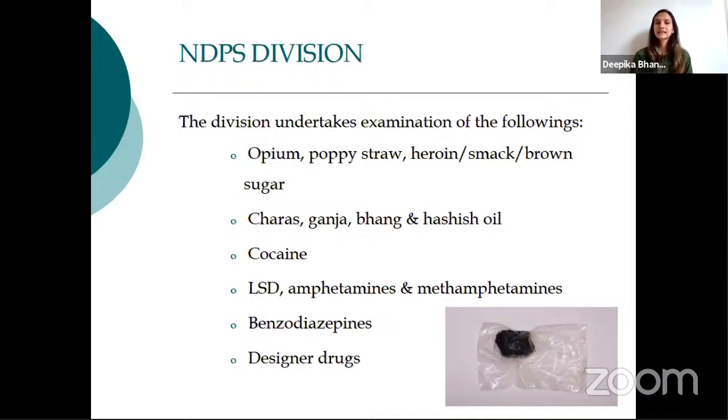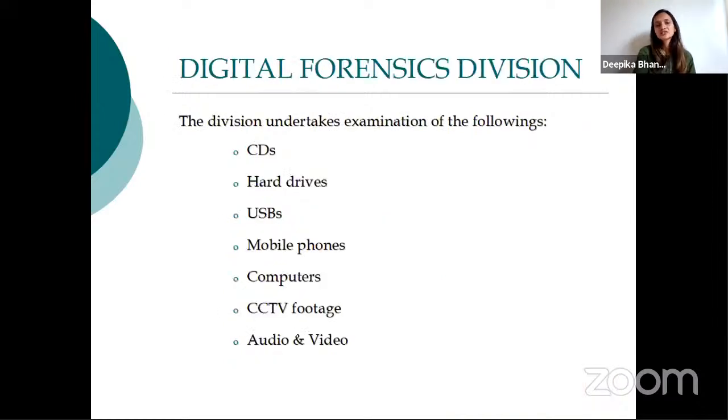Then LSD, amphetamines and methamphetamines. These are the synthetic drugs. Then benzodiazepines, these are stimulants, then designer drugs. Then we have the digital forensics division, not here, but these are common. So every lab should have at least these divisions. They undertake the examination of CDs, hard disks or hard drives, USBs, mobile phones, SIM cards, computers, CCTV footage, and audio video tapes, whatever format it comes in.